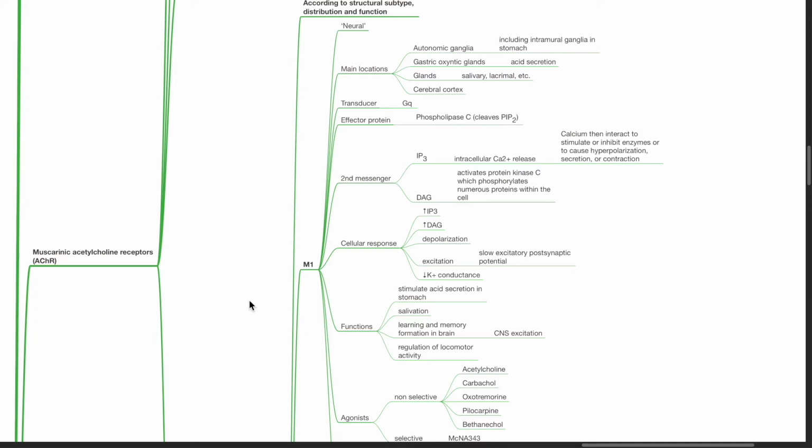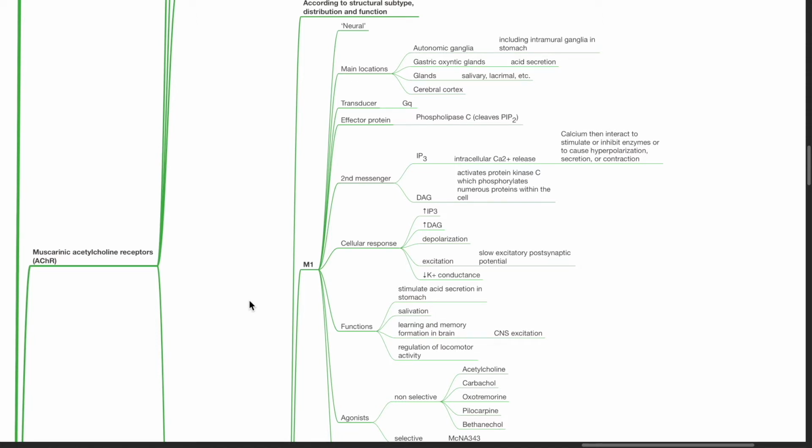Transducer is Gq, effector protein is phospholipase C which cleaves PIP2, second messenger is IP3 and DAG. IP3 produces increased intracellular calcium release. Calcium then interacts to stimulate or inhibit enzymes or to cause hyperpolarization, secretion, or contraction. DAG activates protein kinase C, which phosphorylates numerous proteins within the cell.